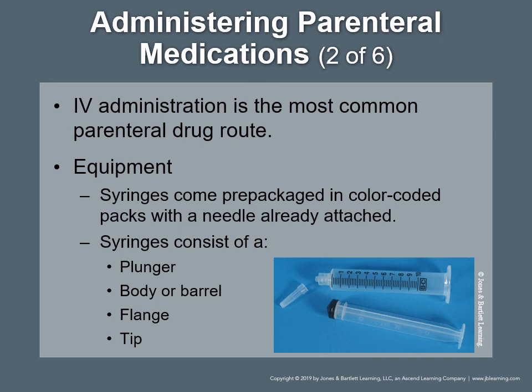Syringes consist of a plunger, body or barrel, a flange, and a tip. Most syringes are marked with 10 calibrations per milliliter on one side of the barrel. The 3 milliliter syringe is the most commonly used for injections. Needle lengths vary from 3/8 of an inch to 2 inches for standard injections.